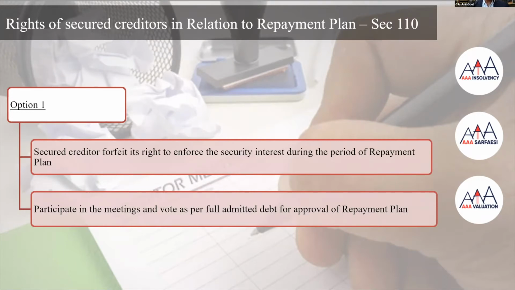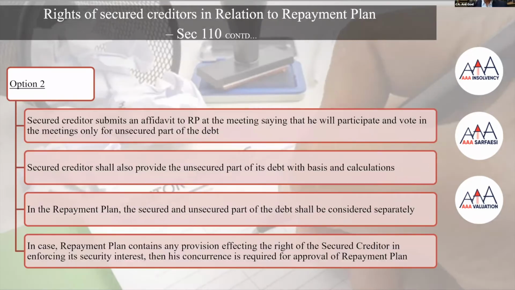Coming to option 2, the option 2 is when the secured creditor submits an affidavit to the RP at the meeting saying that he will participate and vote in the meeting only for the unsecured part of the debt. The secured creditor shall also provide the unsecured part of its debt and the basis and calculation. Now, what could be the basis and calculation? Maybe because the secured creditor has an asset, he also has a valuation report, which he might have taken when he took this mortgage. He can say that the total debt is, as an illustration, 20 crores and he has a property of 10 crores.